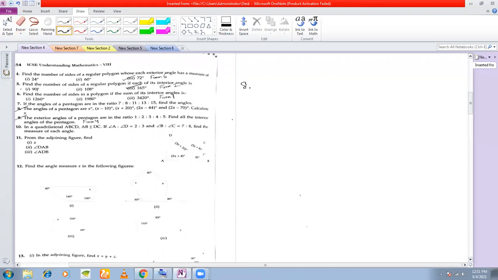Question states the angles of a pentagon. Pentagon means, I just told you, penta means 5. Hexa means 6. Hepta means 7. These are English words you can remember. Octa means 8.